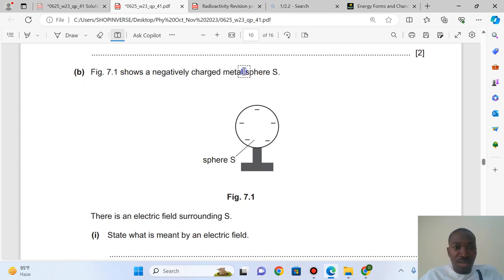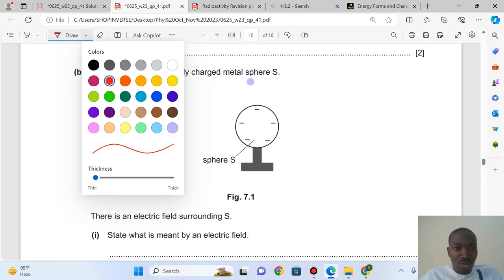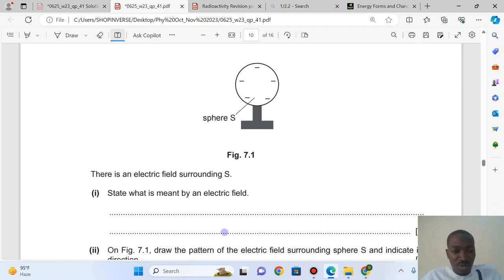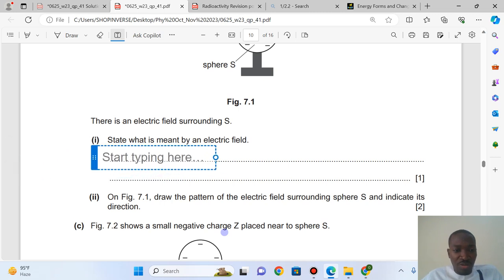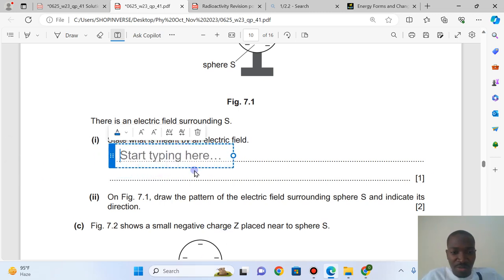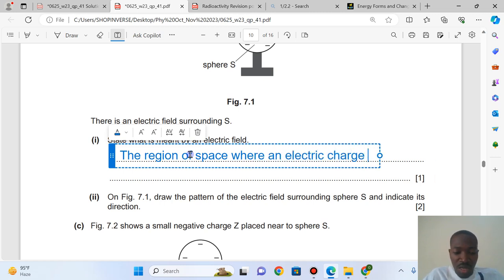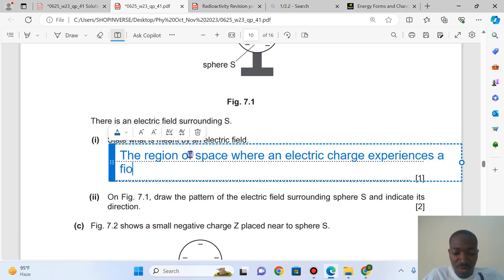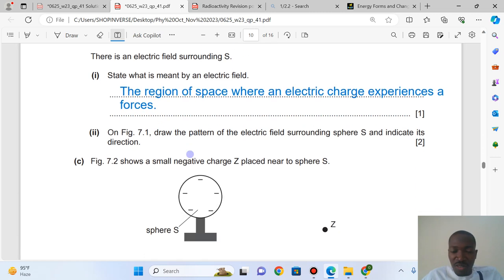The figure shows a negatively charged metal sphere S. There's an electric field surrounding S. State what is meant by an electric field. Well, a force field is a region of space where the effect of some forces can be felt. So also, if you want to specify this particular field as an electric field, you say an electric field is the region of space where an electric charge experiences a force. If you want to define a magnetic field, you also do that in a similar manner: where a magnet experiences a force.